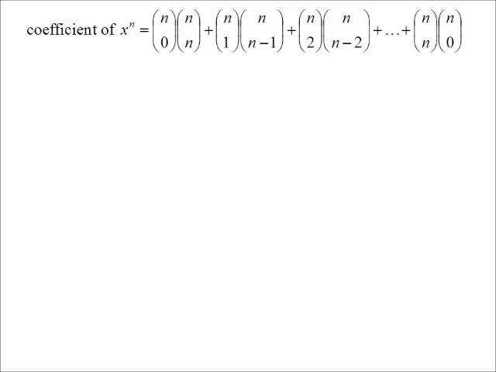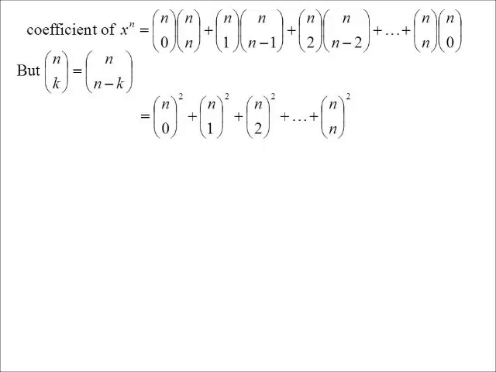However, we have a little rule which says the triangle is symmetric. So nC0 is equal to nCn, and nC1 is equal to nC(n-1). So I could rewrite that as nC0 squared, nC1 squared, nC2 squared, and so on and so on, because they're all matched up with the other one that it's equal to. So it's like multiplying by itself. Okay, that's one side of what we're trying to prove. So we now have the sum of k equals 0 to n of (nCk) all squared.